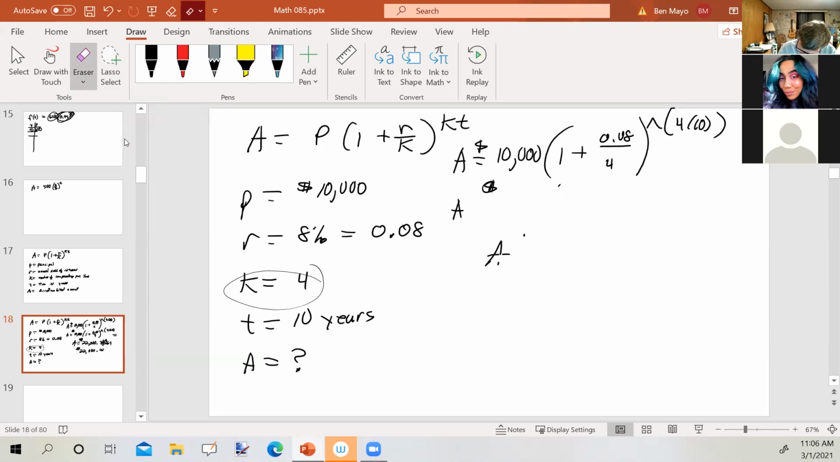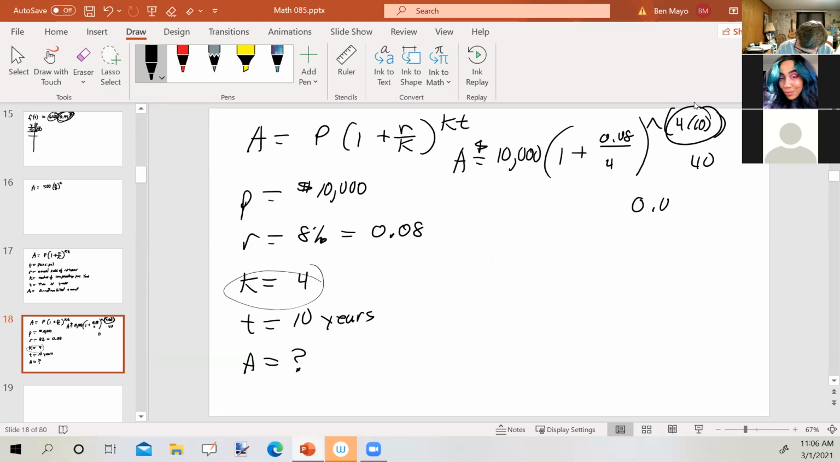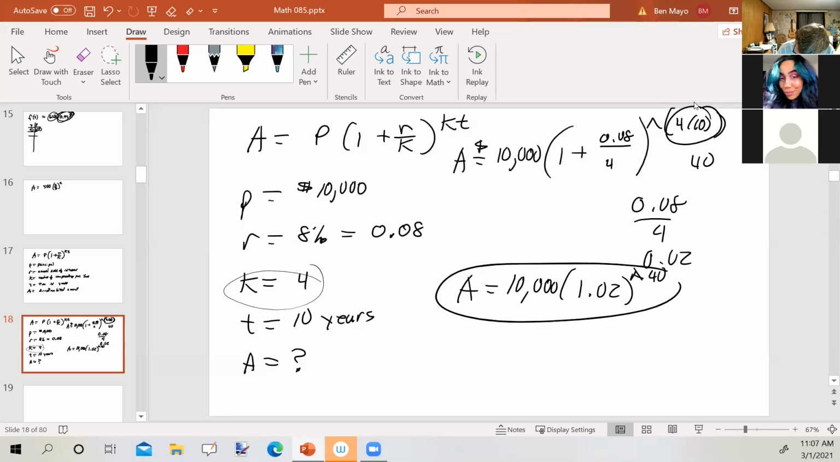Okay, let's go back for a minute. Let's say you don't want to put the whole thing in your calculator at once. For instance, this is 40, not a problem. Then the question is, does this come out nicely? Let's see, 0.08 divided by 4, oh, that's 0.02. So I could rewrite it as 10,000 times 1.02 raised to the 40th power. Okay, now I could put that into my calculator.